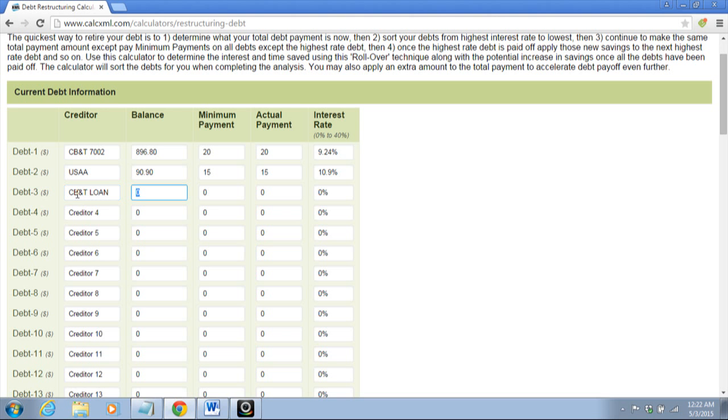Next debt they had was another loan from CB&T, and it looks like they had a loan amount of $2,719.72 with a minimum payment of $92.19, and they actually made a payment of $92.19, and the interest rate they're paying was 6.19%.